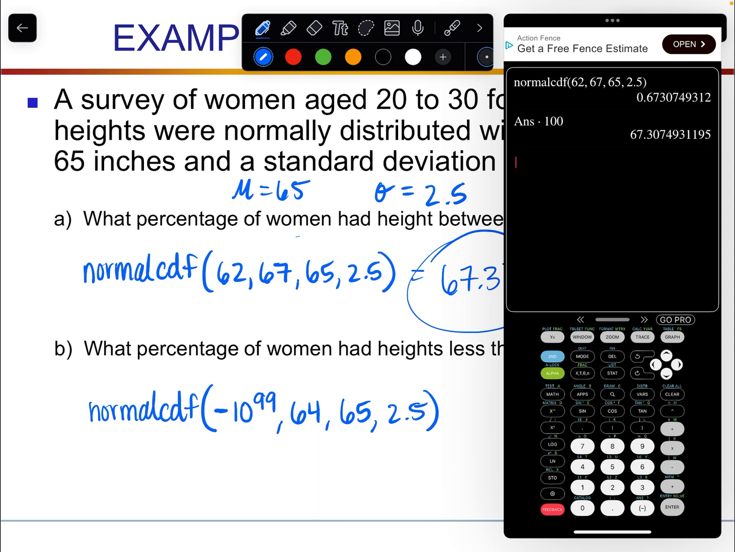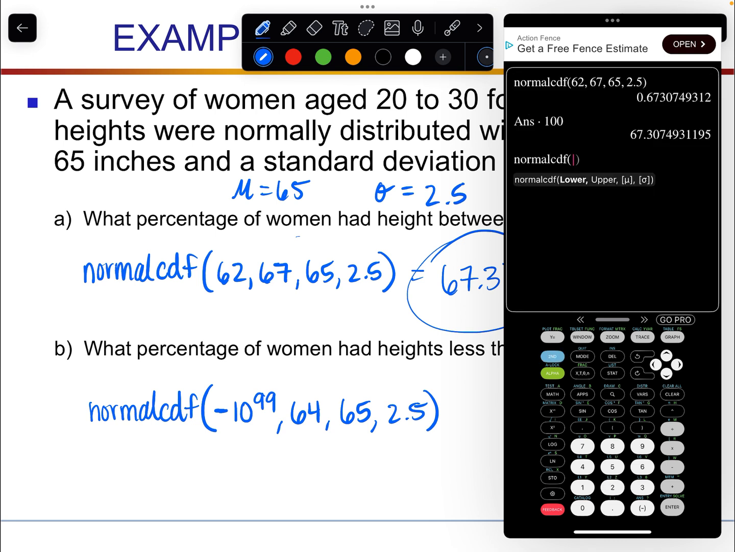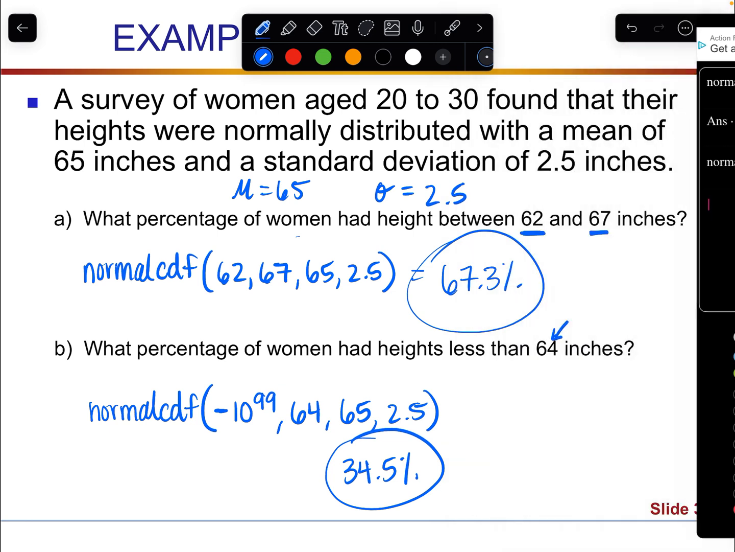So I'm going to go back here, go to second vars, second option, and then start typing in our values. Negative 10 to the 99, 64, 65, 2.5. And again, I can convert in my head what that would be, but that would be 34.5% as our answer. Hopefully this is making sense. We've got two more examples to do, and then you guys can start working on your homework.